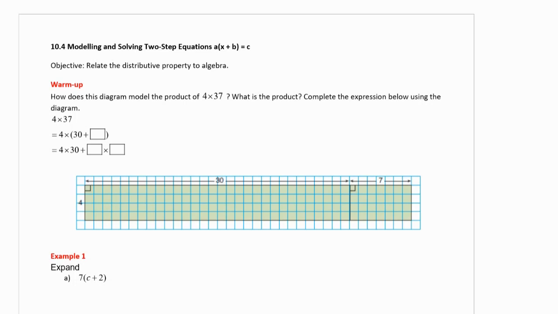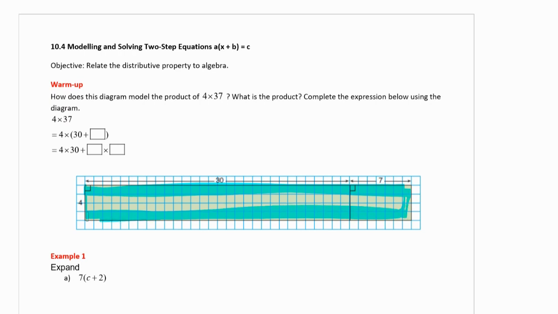Hello everyone. Today we will be learning how to solve two-step equations using the distributive property. Okay, I want you to look at the warm-up question. You have a rectangle.